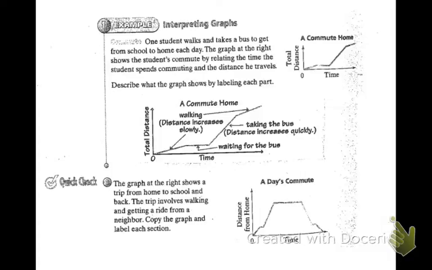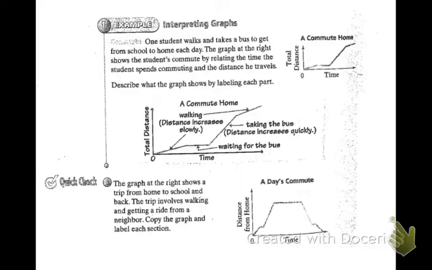In this example, it talks about a student walking and taking a bus to get from school to home each day. The graph to the right, labeled a commute home, shows the student's commute. It relates the time the student spends commuting and the distance he travels. Describe what the graph shows by labeling each part.